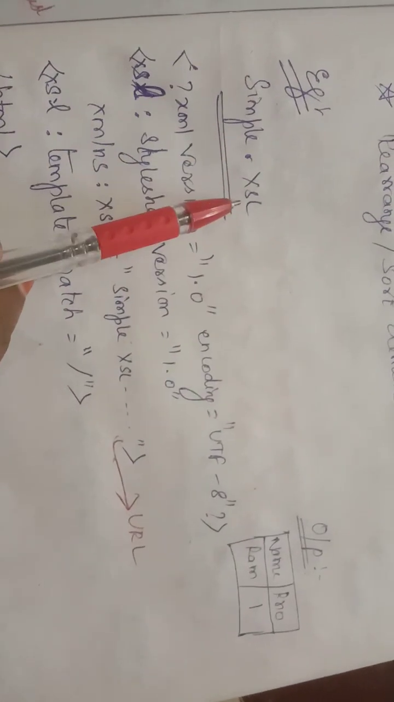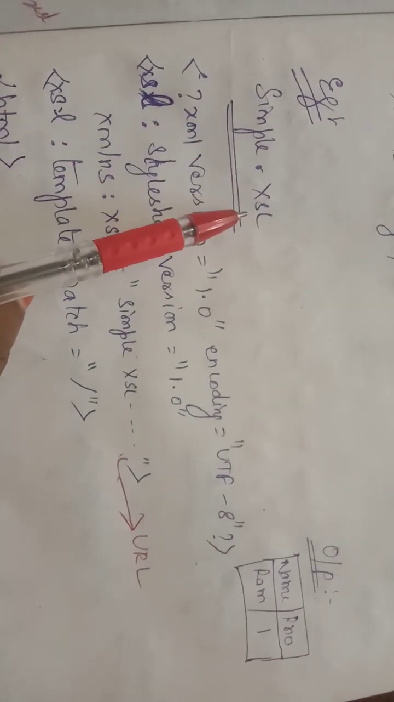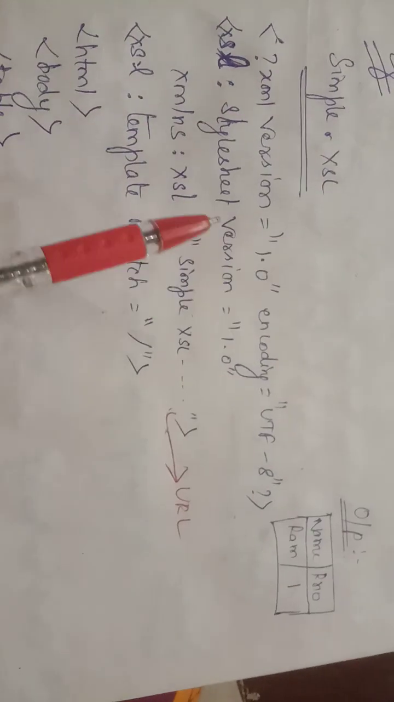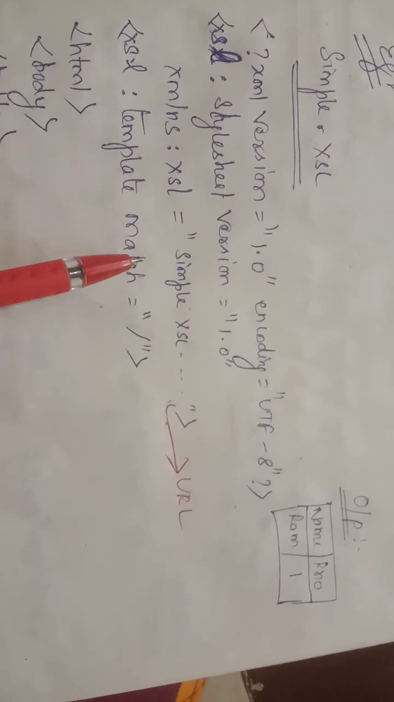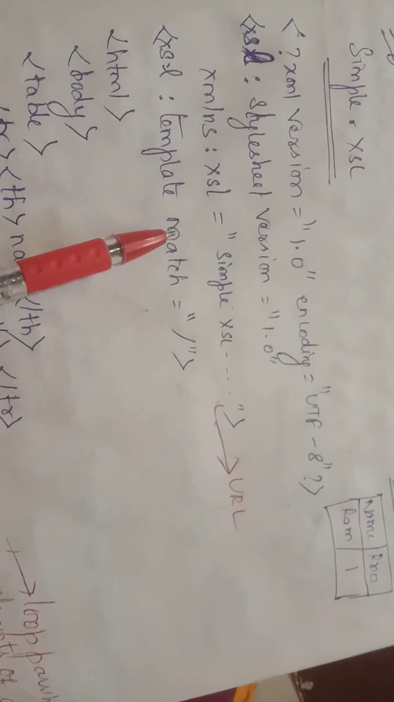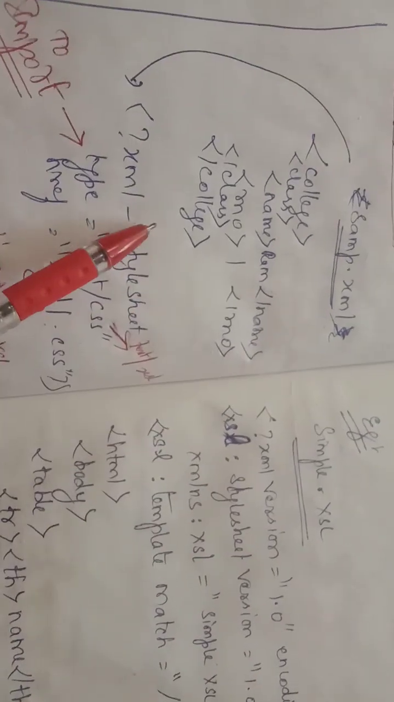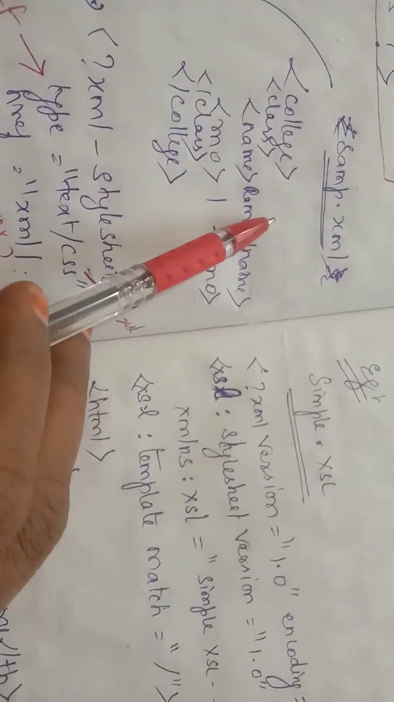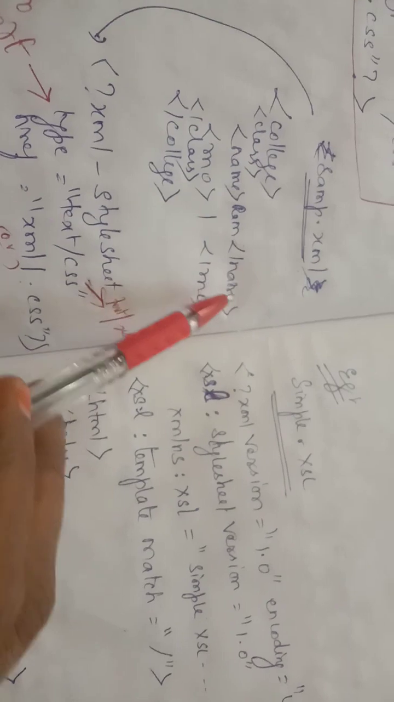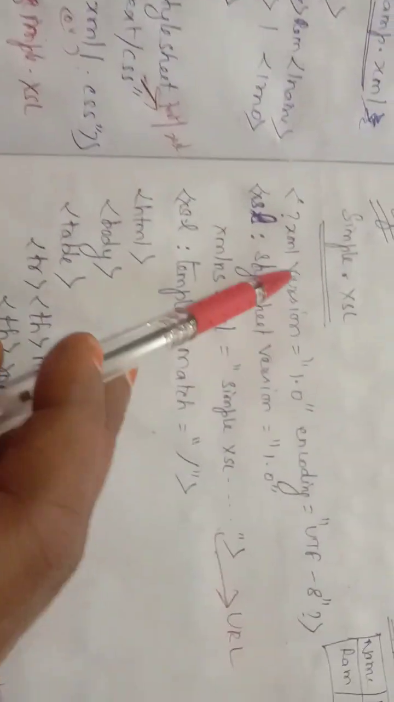So this file should be saved as XSL. The extension for XSLT is nothing but XSL. In this I am going to write the code for transforming into an XHTML. So the output will be like this. For example, I am going to transform this sample.xml into XHTML.